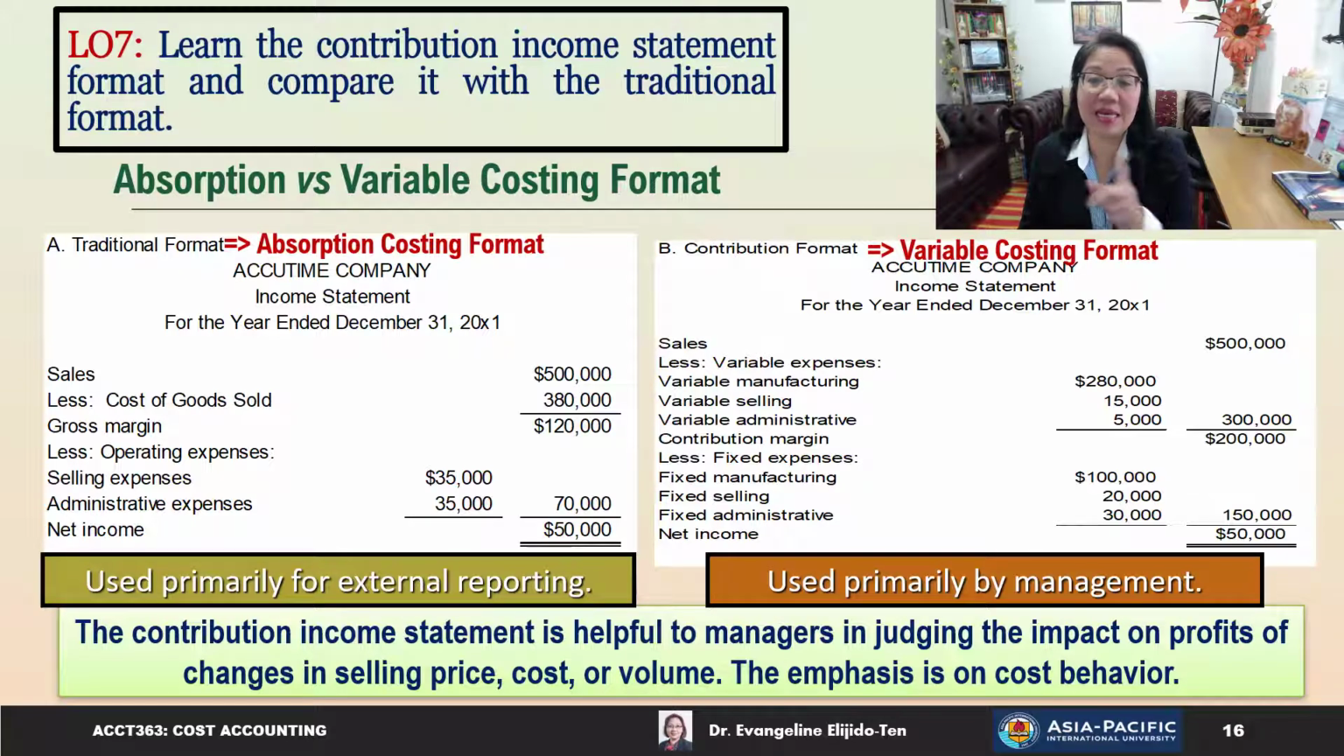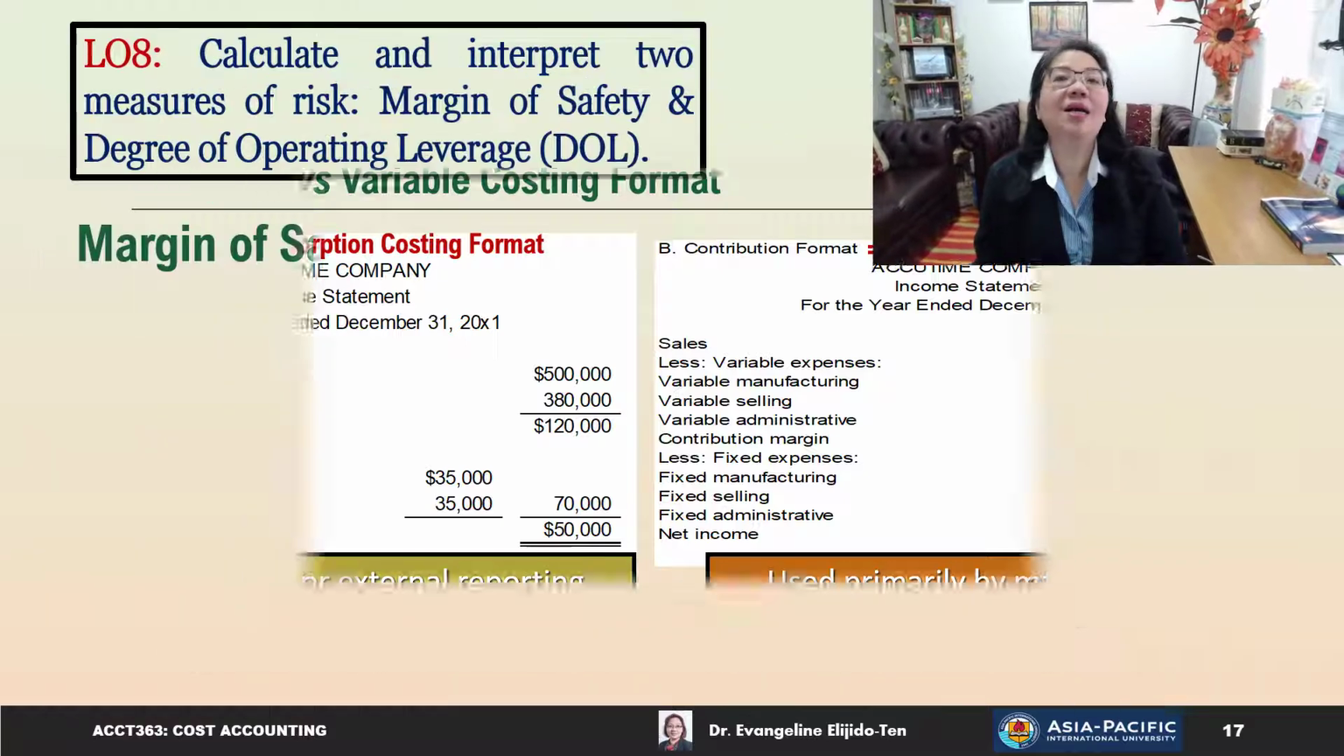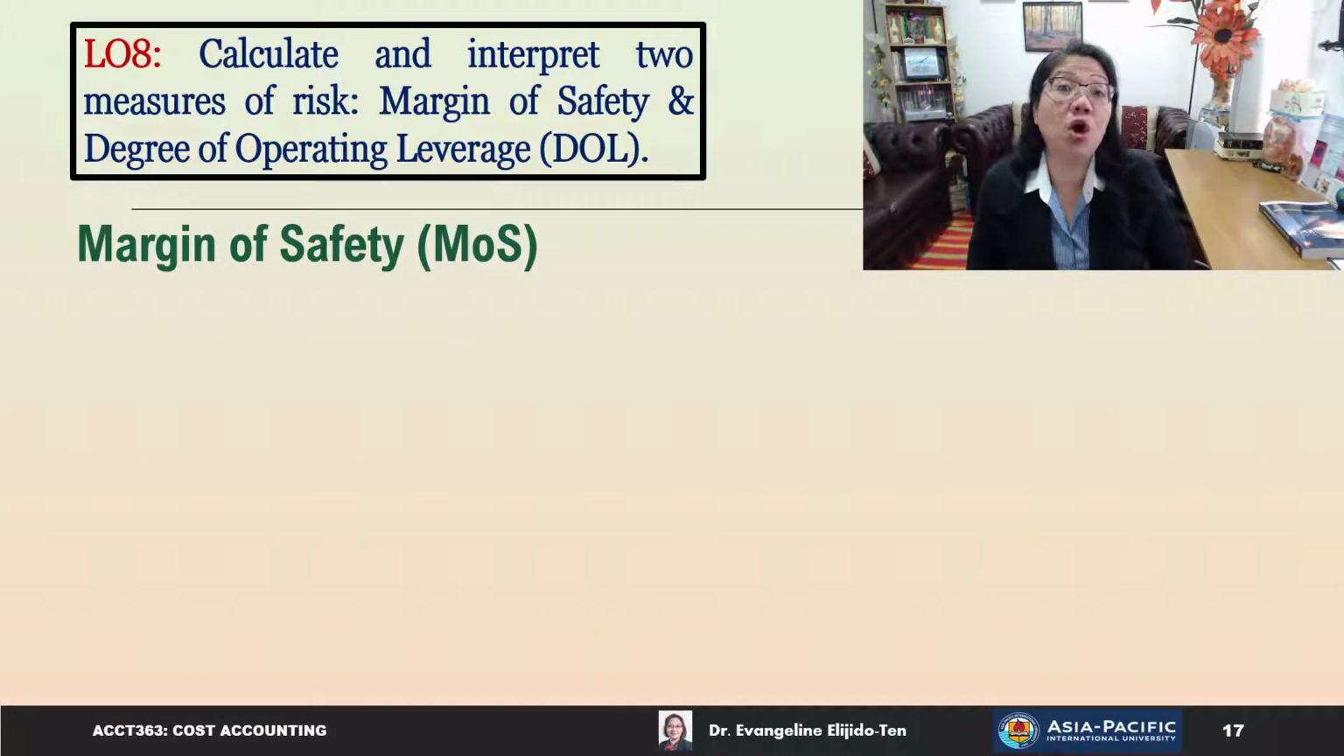Notice that the net income calculated under both absorption costing and variable costing format are equal in this example, and that's only because production is equal to sales. So the only time the variable costing and the absorption costing format will have the same profit is when production is equal to sales.